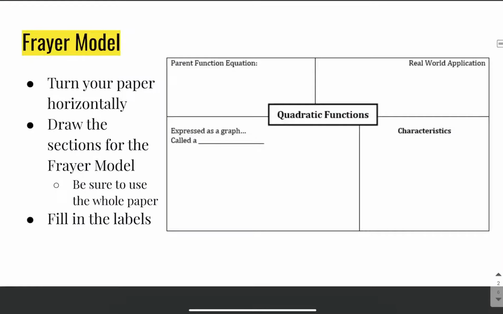So in order for us to do this, you're going to need to set up your paper in a Frayer model. A Frayer model is just a way to organize some ideas around a new vocabulary word or a new big topic. So make sure to turn your paper horizontally and draw out the sections for your paper. That means your 3-hole punches should end up either at the top or at the bottom, one or the other, not both. And then make sure you use your whole paper as much as possible. And then go ahead and fill in the labels before we get started with notes.